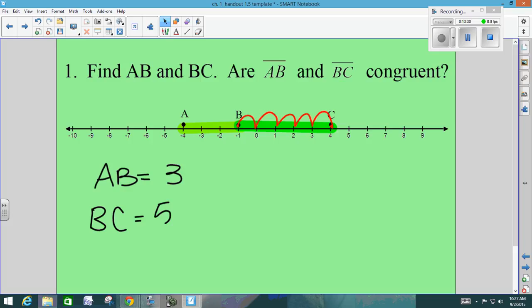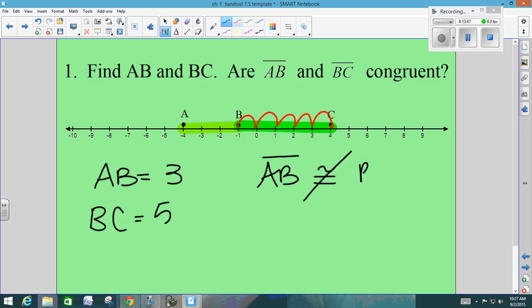Are those segments congruent? Why not? Because they're not the same length. This is how you could state this sentence here. Segment AB is not congruent to segment BC. Put a slash through it, and it means not, just like no smoking and no parking, right? This means not congruent to when you put the slash through it. I like complete sentences. This is a complete sentence in math. Cool, huh? Mm-hmm.